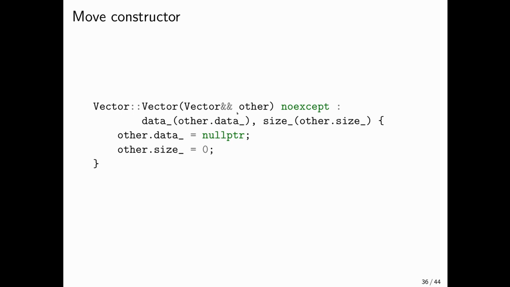Exactly. Since it's an R-value reference, it's a thing which is about to expire. So in the next few steps, its destructor will be called. And I need to make sure that its destruction will still be valid. So that's why I'm setting the size to 0 and I'm setting the data to null pointer. So I can then free the data. If I free a null pointer, nothing happens. Okay, thanks. And with this move operation, I basically don't have to copy. That's the saving I'm doing.